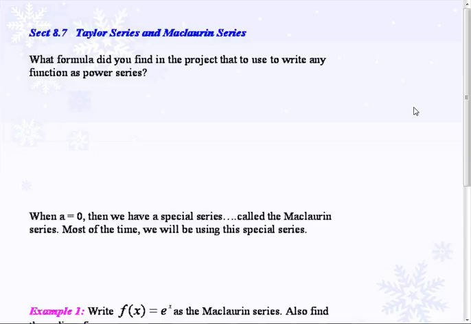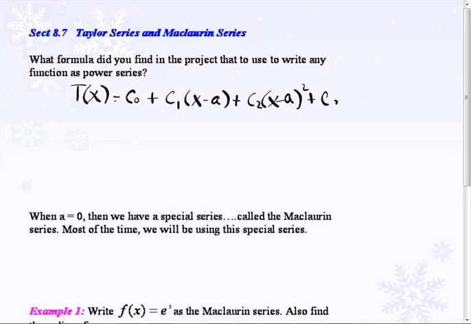Okay, what did you find out for your formula for a power series to represent any differentiable function? You want the nth term, but we can also start in the beginning. Because remember, T of x was equal to c0 plus c1 times (x minus a) plus c2 times (x minus a) squared plus c3 times (x minus a) cubed, up to cn times (x minus a) to the nth, etc. Okay? You should. It's 8.7.